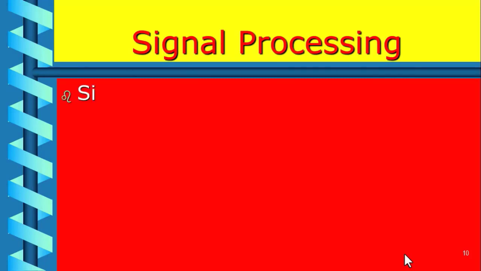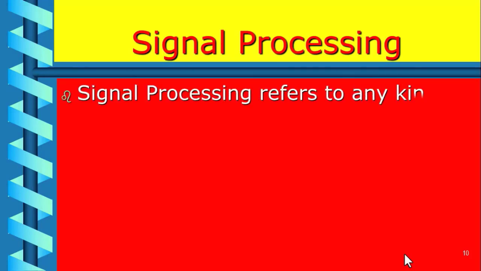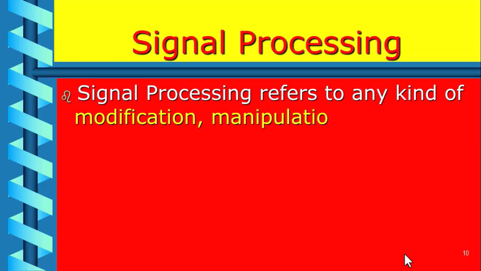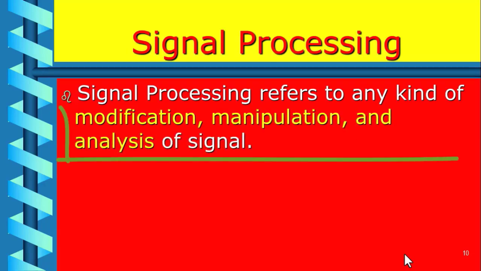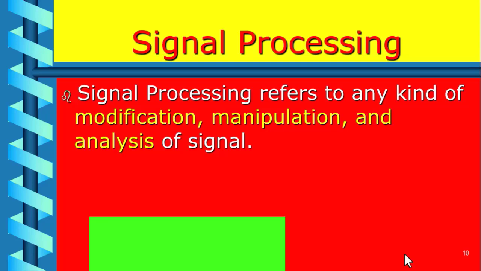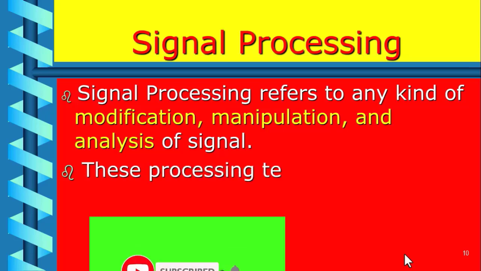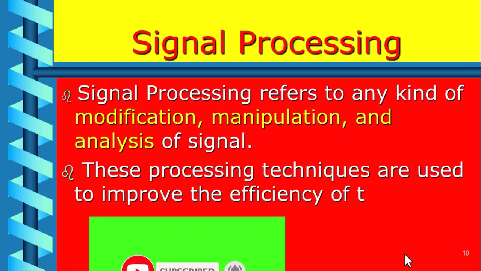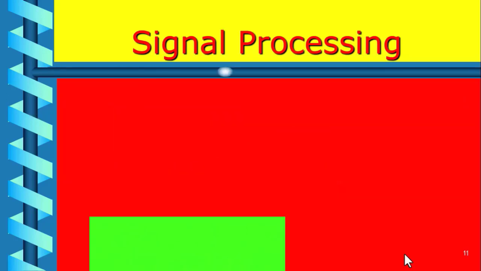Signal processing. Signal processing refers to any kind of modification, manipulation, and analysis of signal. Signal processing has application in nearly every field of study. We can also define signal processing as a discipline that deals with transformation and manipulation of signal in order to extract information. These processing techniques are used to improve the efficiency of the system.